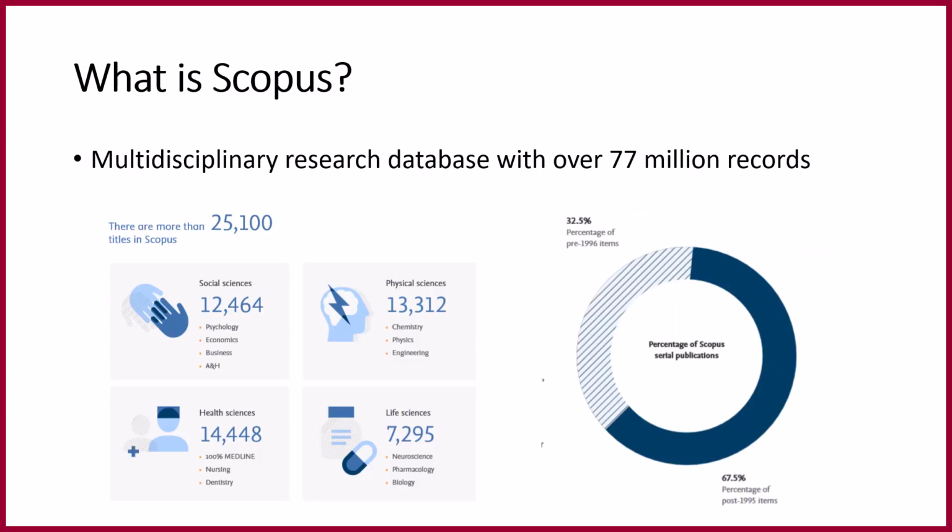Scopus is a multidisciplinary database with over 77 million records. It is especially strong in the sciences and engineering, though it has good coverage of social sciences, education, business, and other fields as well. About 2/3 of the records are for items published in the past 25 years or so, which means that there are over 20 million records from before 1996.